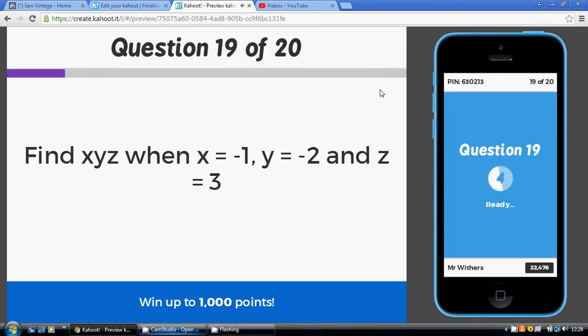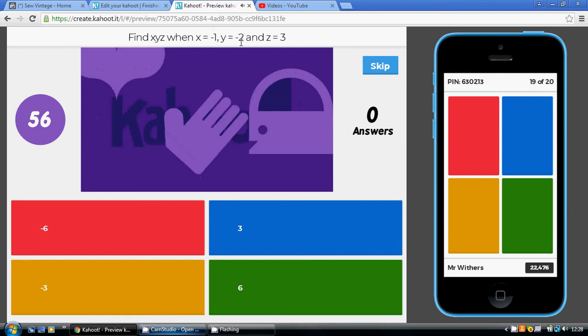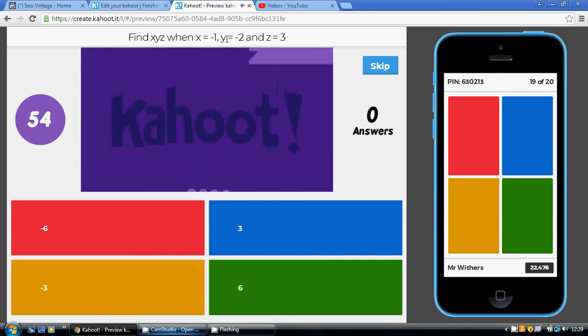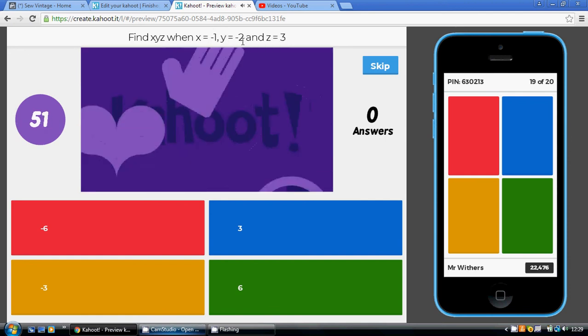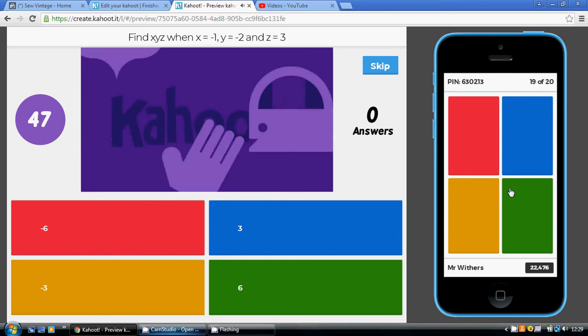Question 19, well, xyz just means x times y times z. Minus 1 times minus 2 is plus 2, because a minus times a minus is a plus. Then our plus 2 times 3 is plus 6, so the answer is green.